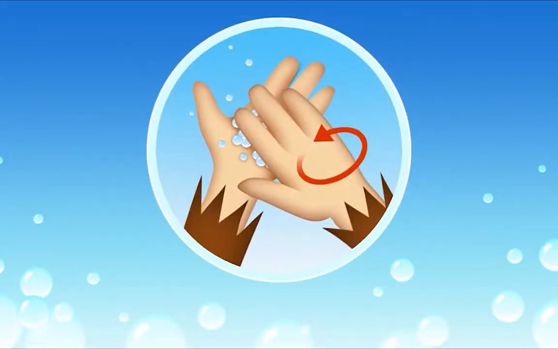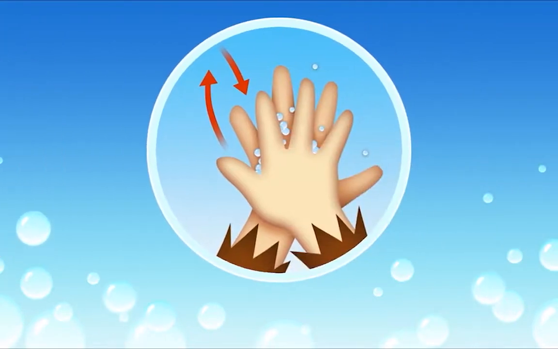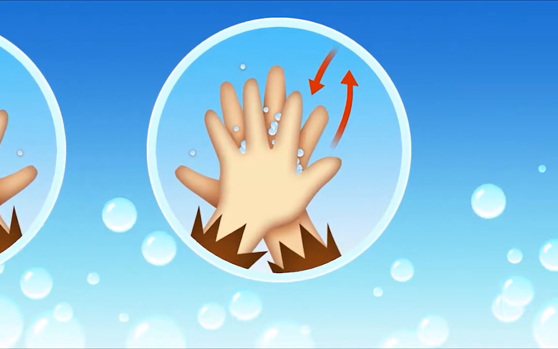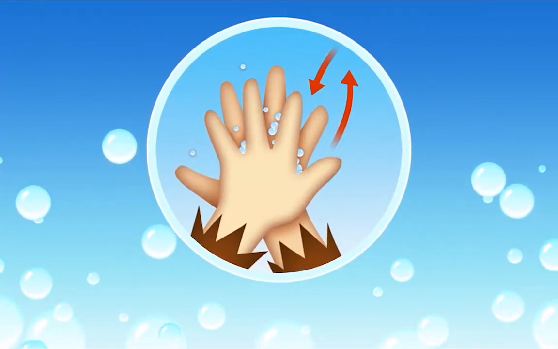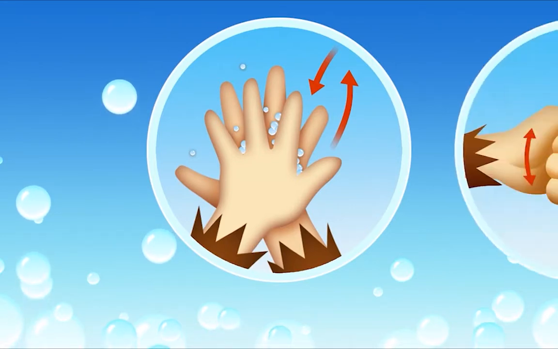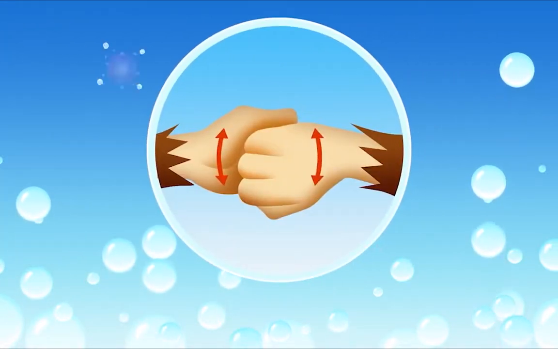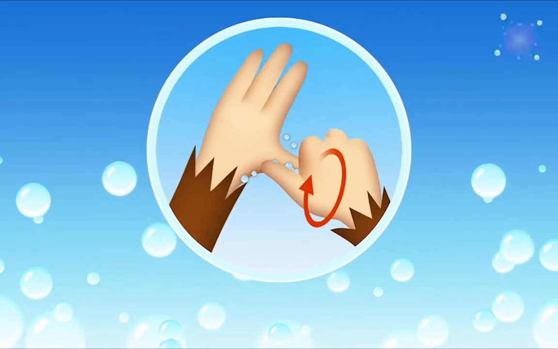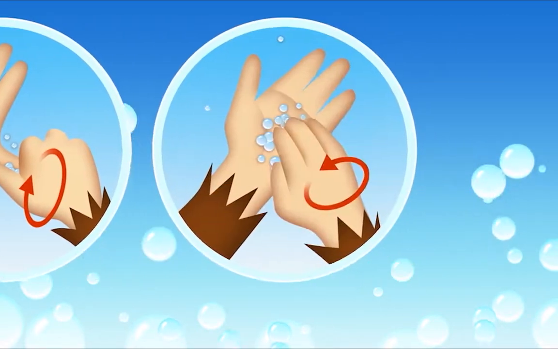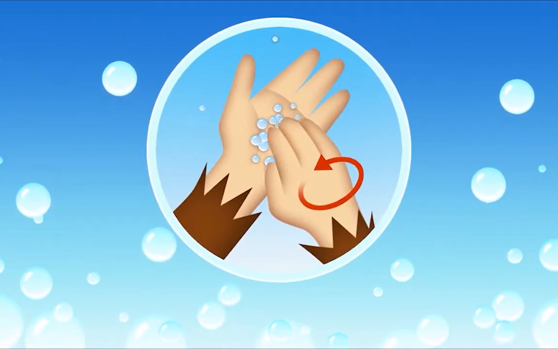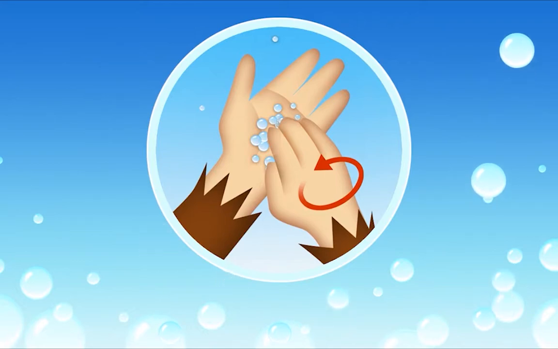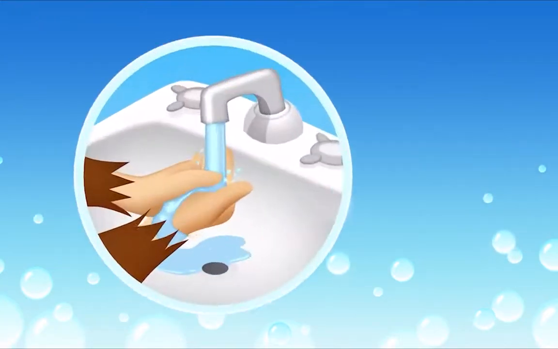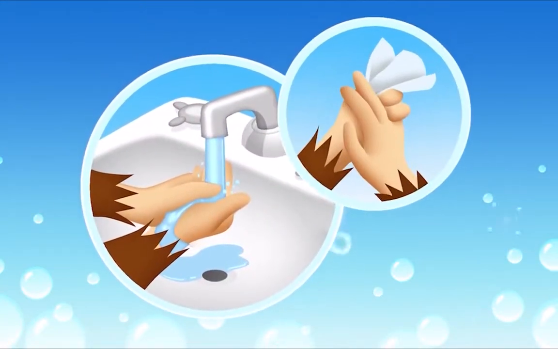First you rub your hands together and then you scrub the backs. Slide your fingers in between, I think you've got the knack. Then you grip your hands together, then twist around your thumbs. Rub your fingers on your hands, and after that you're done. Now rinse your hands and dry them off.